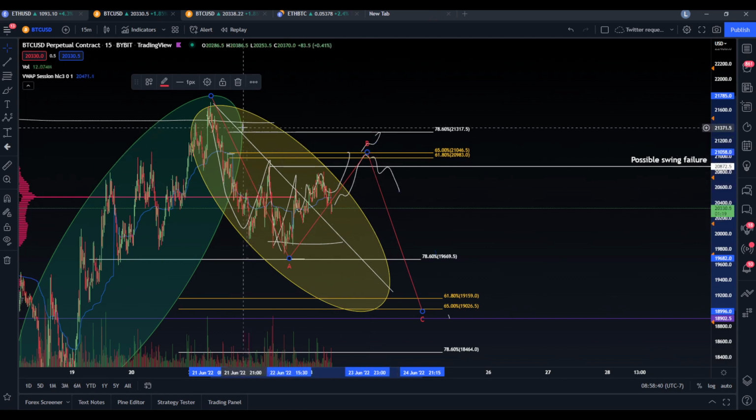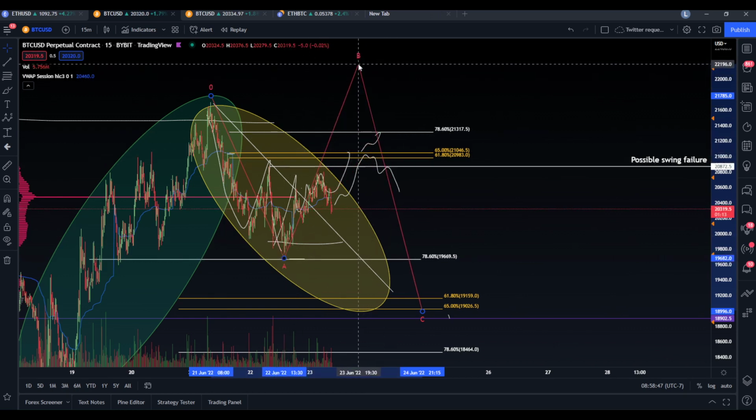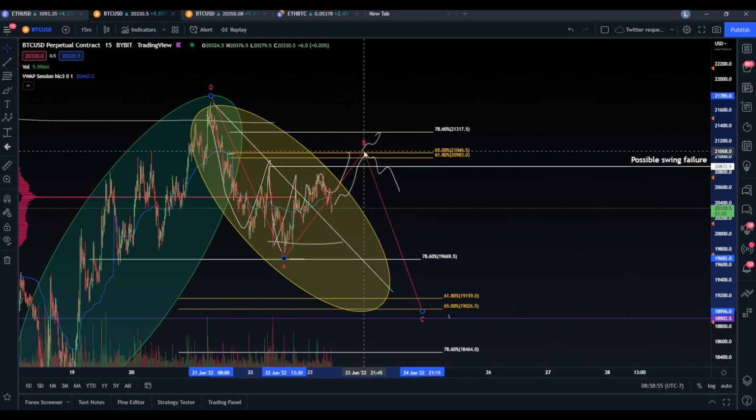But I think ultimately what we're in is some sort of zigzag. So we're probably not going to have a flat, extended flat, or a flat that takes our B to the high of the range. Might be something more like this. Might already be in because we've tapped a 50% fib.